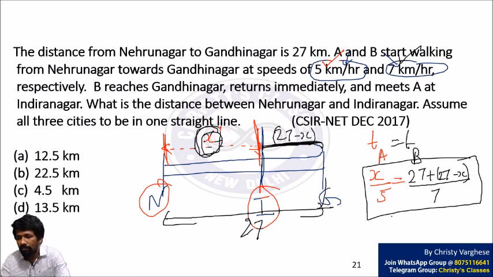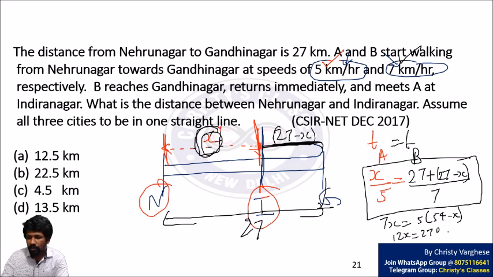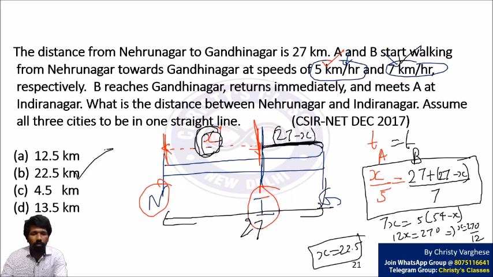Cross multiply it, simplify it. 7x equals 5 times (54 minus x). When you simplify, you are going to get 12x equal to 270. x is equal to 270 by 12. x is equal to 22.5 after simplifying. So option B, 22.5, is the answer. This is the mathematical solution.